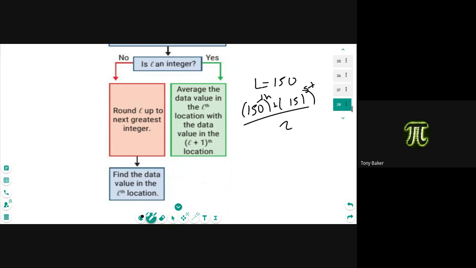If it's a decimal, you just round up and that's your value. So say it came out to be 150.5. I would just take the 151st number. So if it's a decimal, you always round up and take that number.